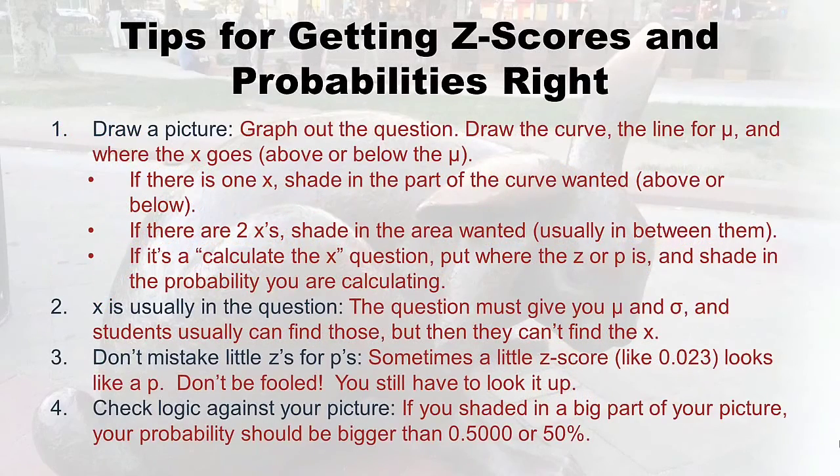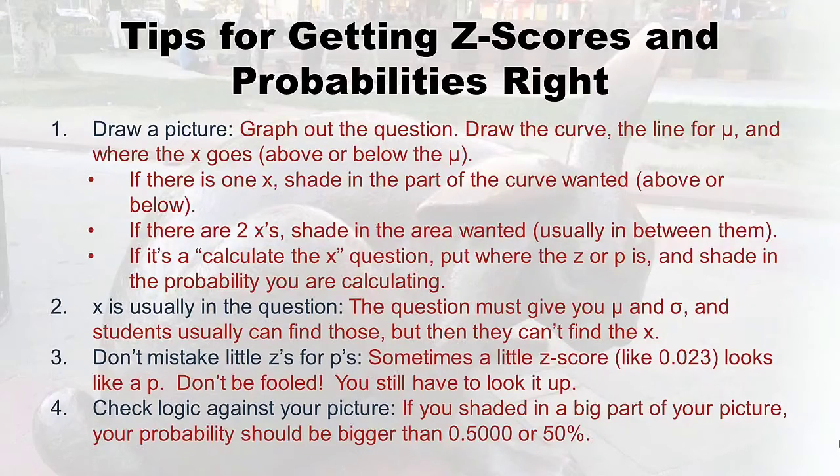So here are some final tips and tricks for getting z-scores and probabilities right. And I've said this one before, draw a picture. What do I mean by that? Graph out the question, draw the curve, draw the line for mu, which goes in the middle, and where the x goes, above or below the mu. It doesn't have to be to scale, but mainly you want to get those elements in there. If there's one x, shade the part of the curve wanted, either above the x or below the x. Just color it in so that you get an idea of, do you want the big part, the one that's greater than 50%, or the little part, the one that's less than 50%.